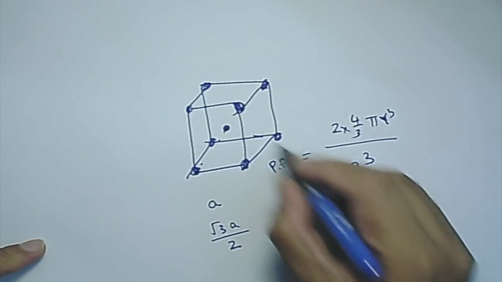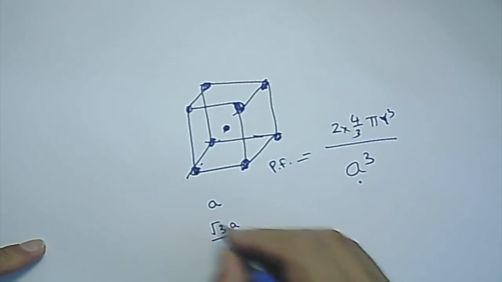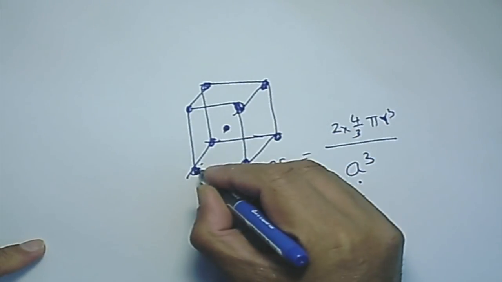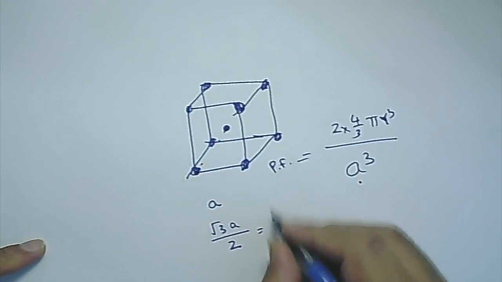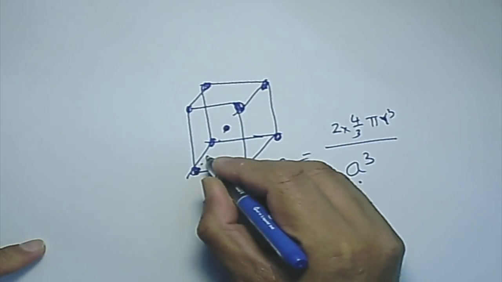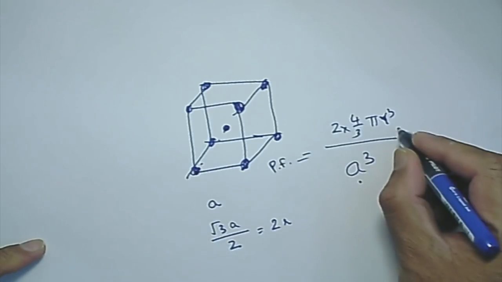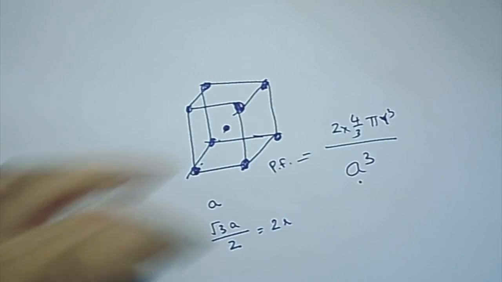So you can calculate the relationship between r and a, because root 3 a by 2 is the distance between them. This must be equal to 2r, because there will be 1 r here and 1 r here. You find the relationship between r and a, substitute it here, and you will get the packing fraction. This basically tells you how much of the space within a unit cell is occupied in comparison to the total space available.